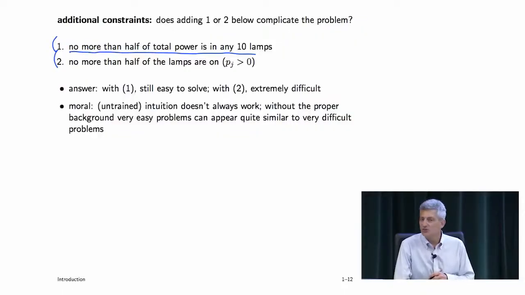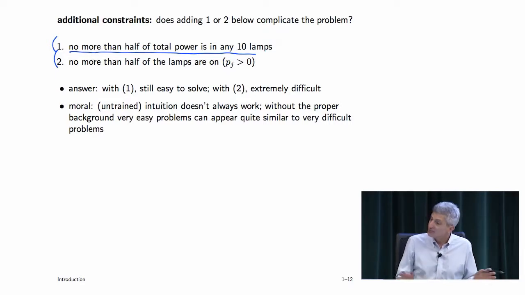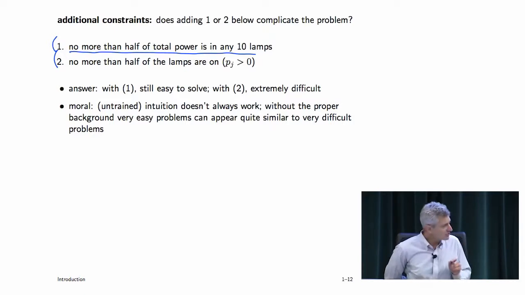So, or no more than half the lamps are on, right? So suppose these are your 2 constraints. At first, they sound like they're about the same. Certainly, if you parse them in English, they sound kind of similar, right? They don't sound that different, right? And it turns out this constraint is convex. And that means it's immediately easy to solve exactly.